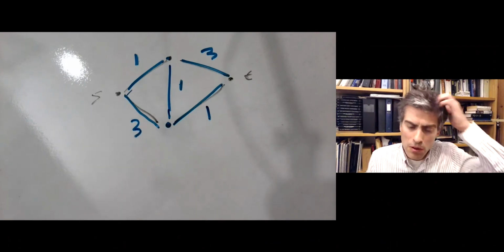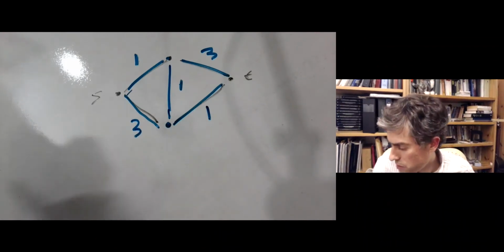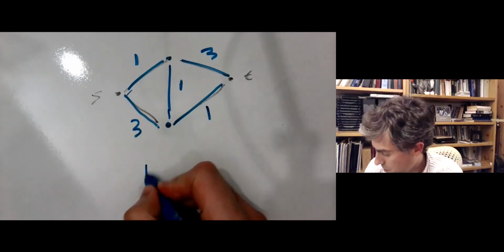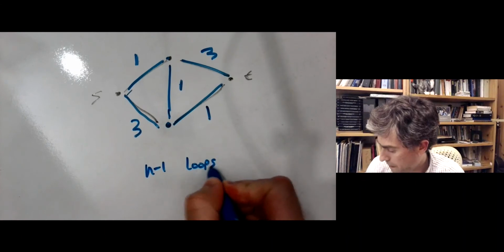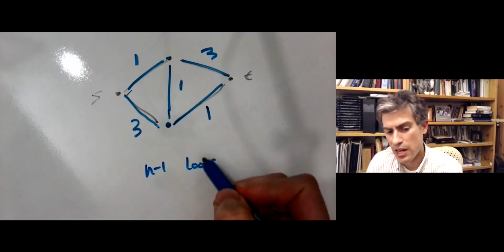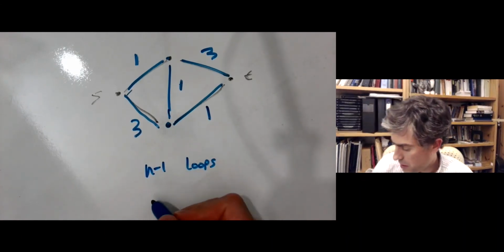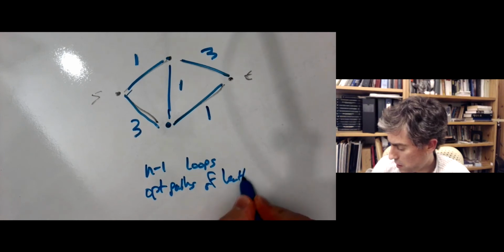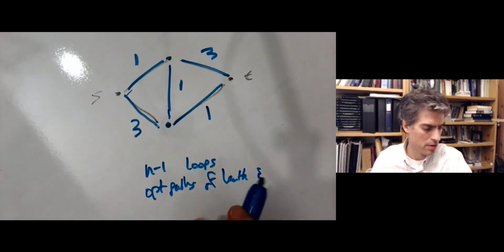So, like I said before, the way the algorithm works is it goes through n-1 loops, where each time we have optimal paths of length I.